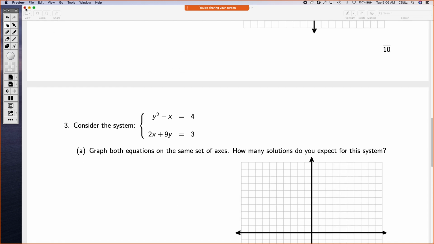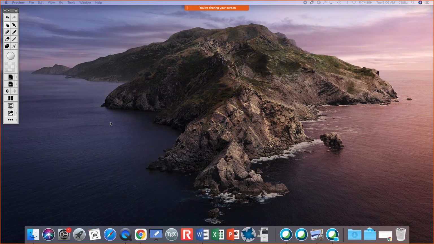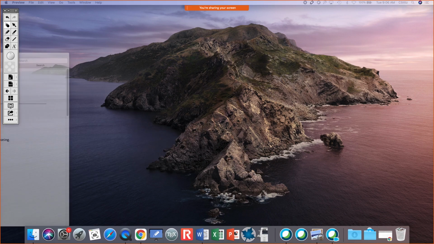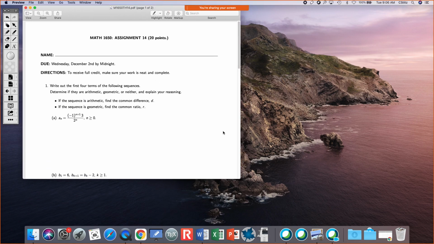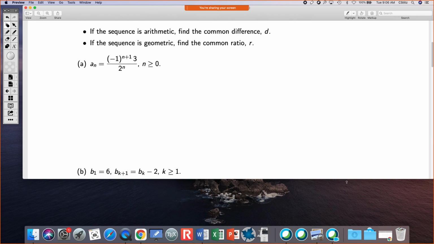Okay, so that's 13. And let's look at 14 then. So this is what you'll be working on for next week. So we look at 14 here. And the first page is section 9.1. So this is all like what we did today.